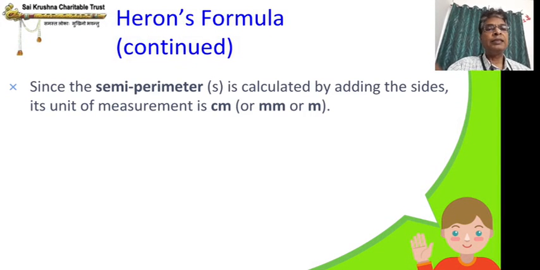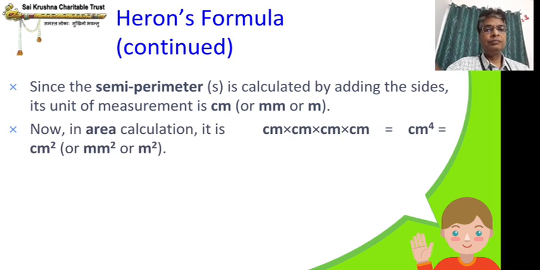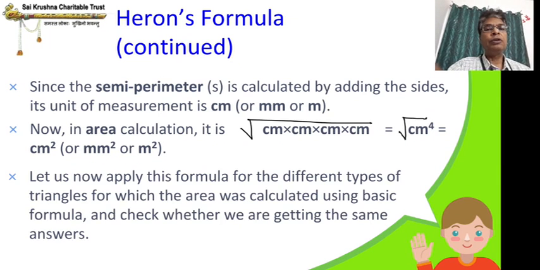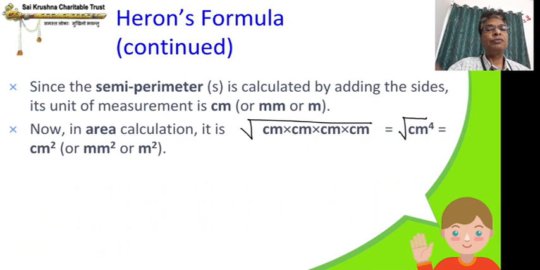Since the semi-perimeter is calculated by adding the sides, its unit of measurement is centimeter. So whenever you write s equal to a plus b plus c by 2, you should write so much centimeter. And in area calculation, centimeter 4 times will be there: s is 1 centimeter, s minus a 1 centimeter, s minus b, s minus c. Like this, there are 4 centimeter. That means the square root of centimeter to the power 4 equals centimeter square, or millimeter square or meter square. So that's how we can also understand the unit of measurement.